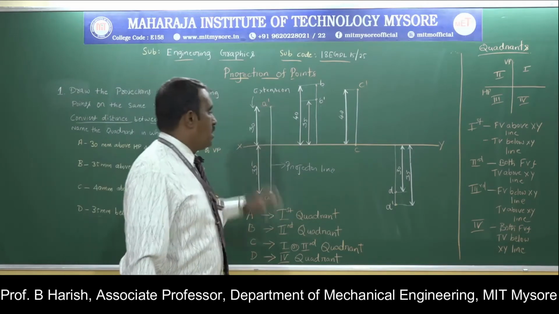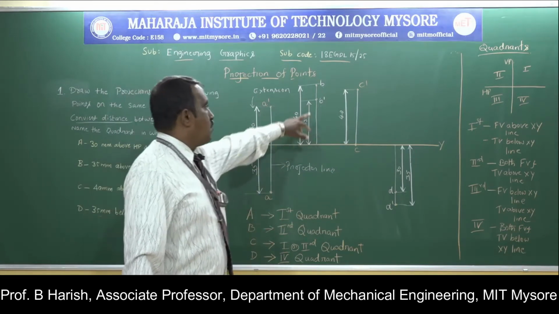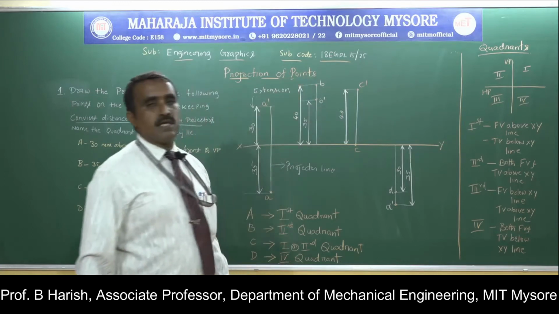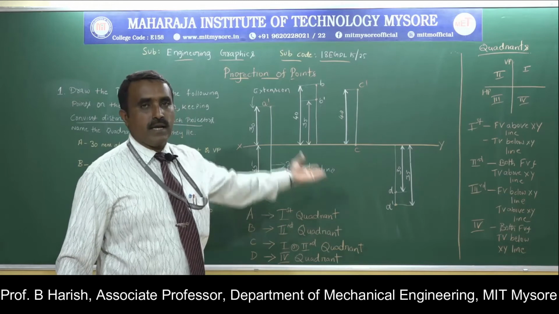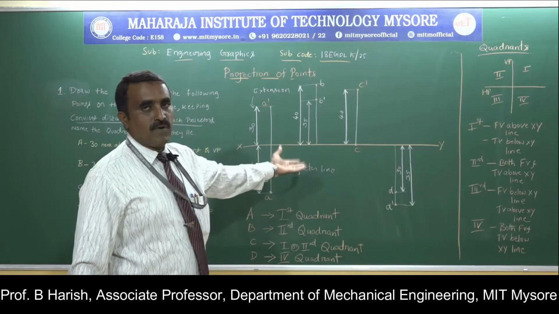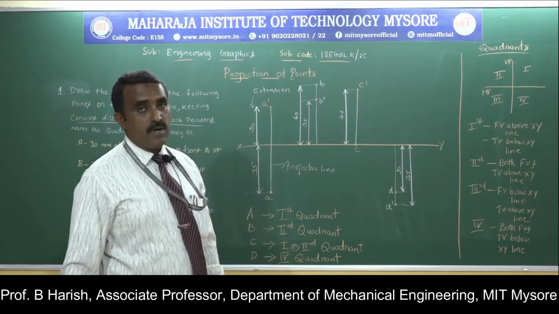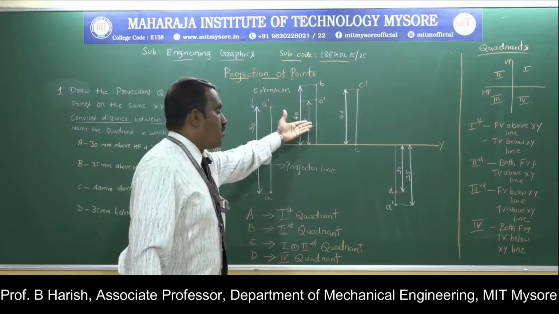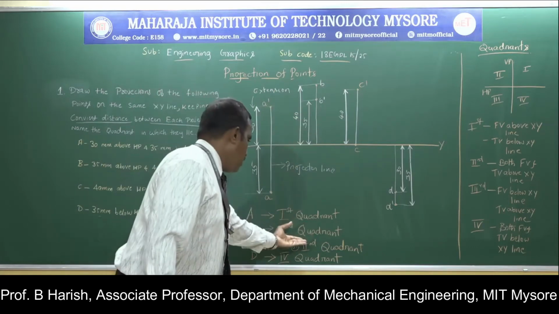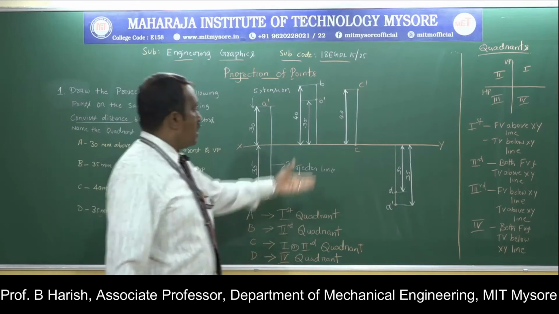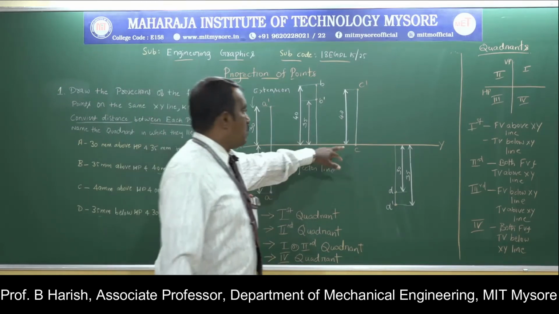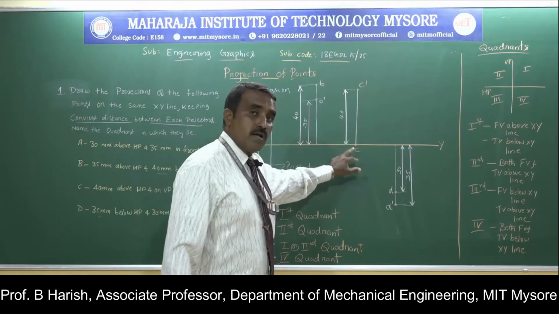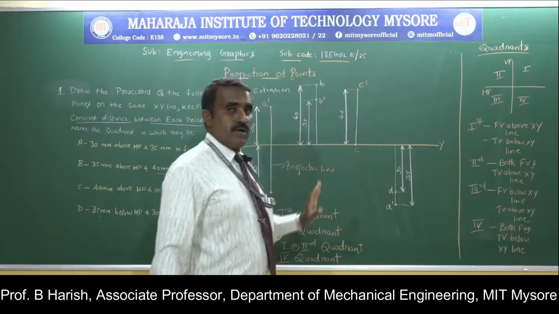Come to the second point. Here both top and front view are above the xy line. Only when the point is in the second quadrant can we come across this type of condition where top view and front view are both above the xy line. Since both are above the xy line, point B is in the second quadrant. Come to the third point. This is once again not a regular case, where the top view is on the xy line and the front view is above the xy line.